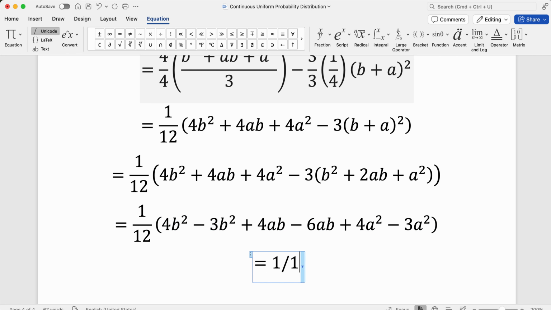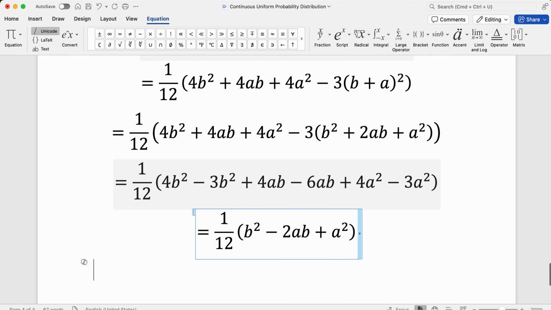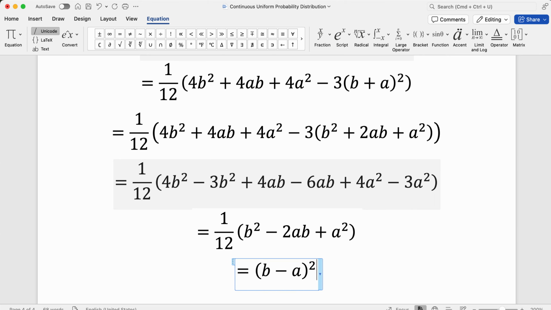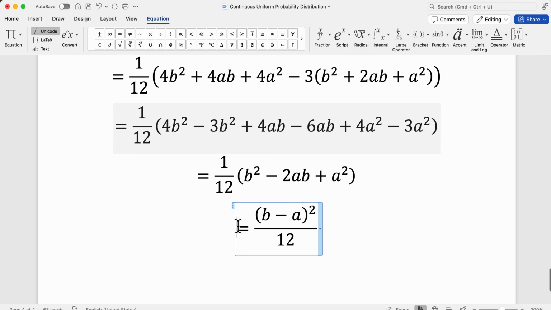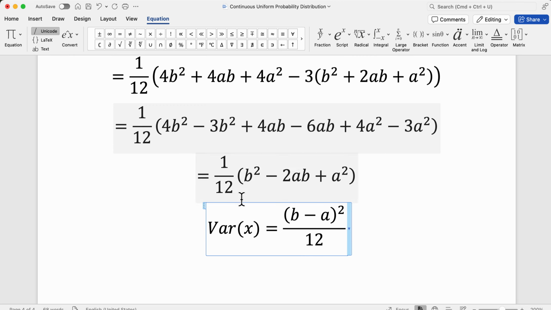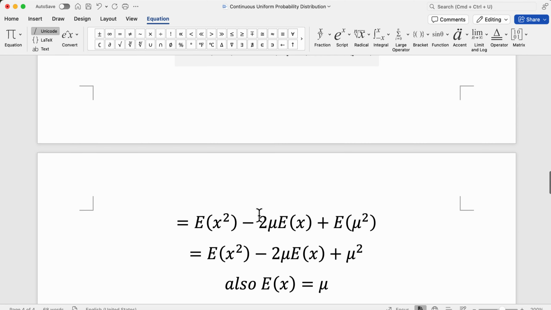So from this we get 1 over 12 times b squared minus 2ab plus a squared. So that is simply b minus a squared over 12. And that is indeed the variance formula of a continuous uniform probability distribution.